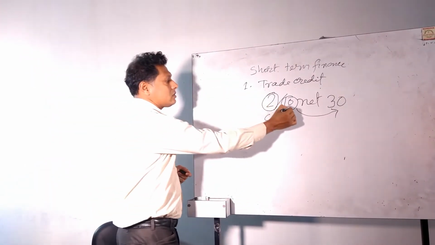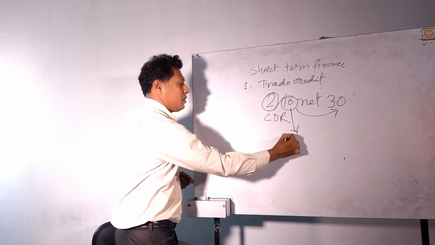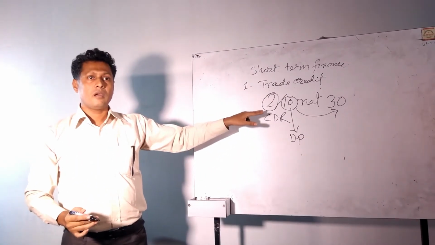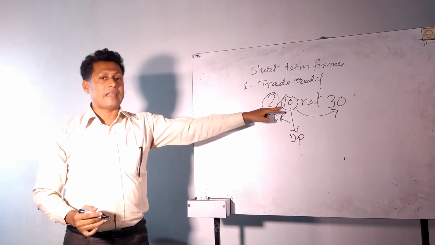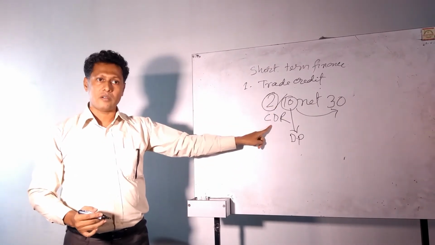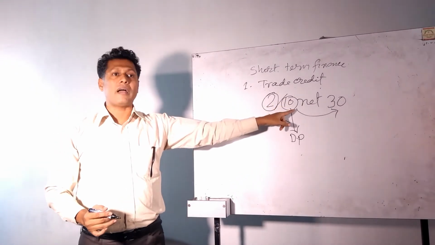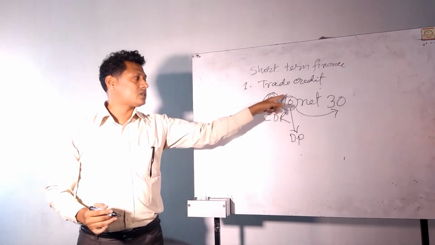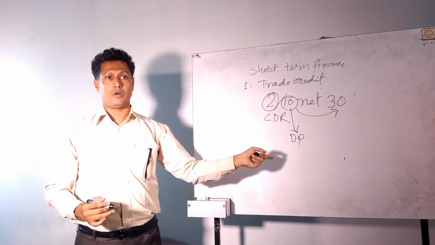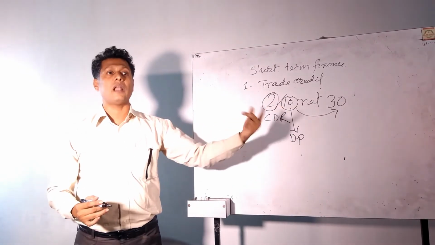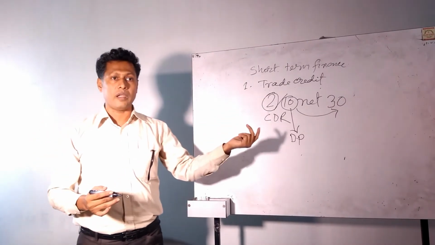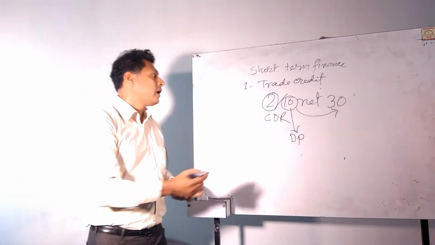Okay? These 10 days are called the discount period, DP. If you pay the money to the accounts payable within 10 days, he will give you a 2% discount. That is called cash discount rate. You will get the discount within this period. If you exceed 10 days, like 11 or 20 days, you will not get any discount. You have to pay the full amount for which you bought.